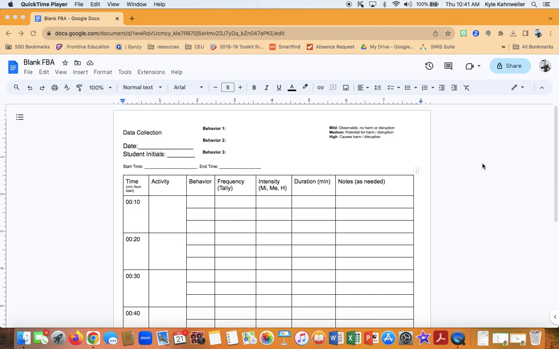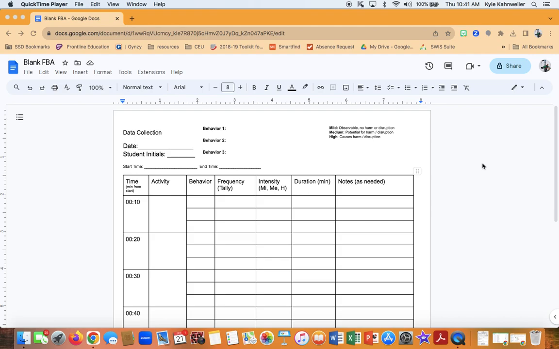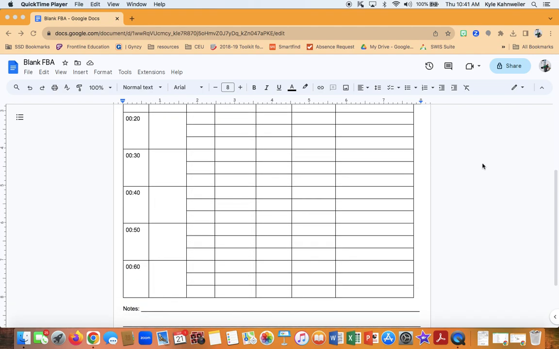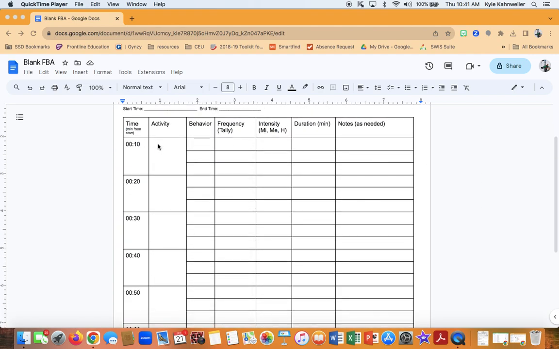Hello, I am here to provide some information on how to collect FBA data. If you are a teacher in a classroom or a special service provider that's going to be helping collect this data, this form is completed for a 1 hour chunk. It can also be utilized if an activity starts and it's only going for 30 minutes, that it can stop there.